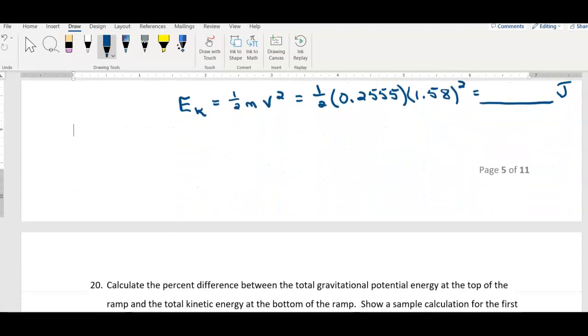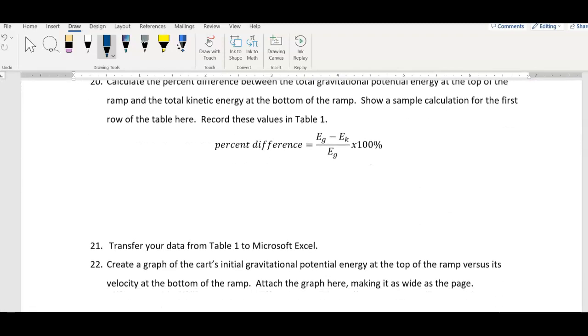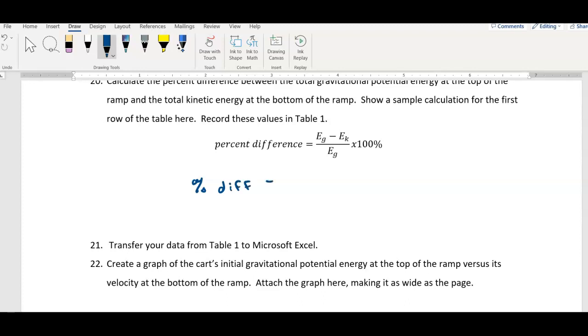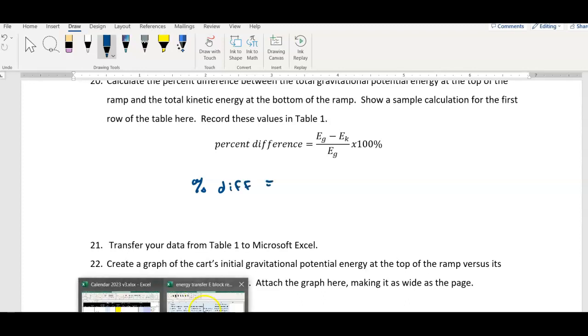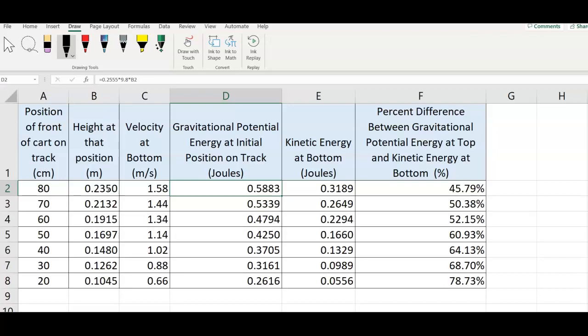Okay, and then we want to do one of the percent differences. And so again, I'm just going to go to the first row of the table, 0.5883, 0.3189.